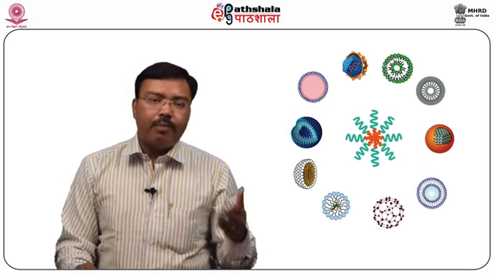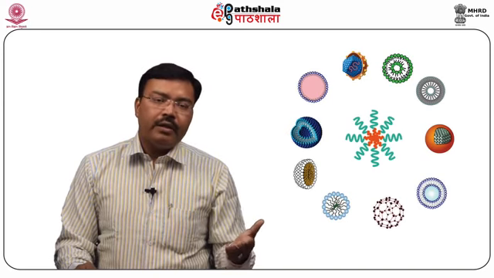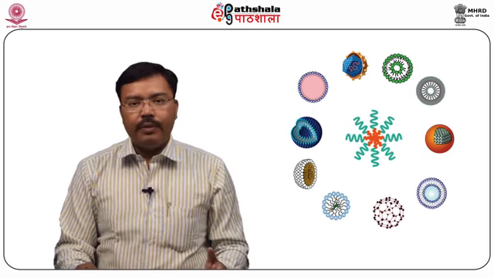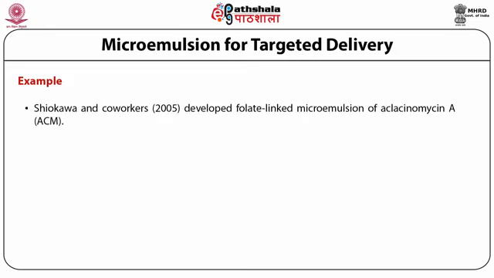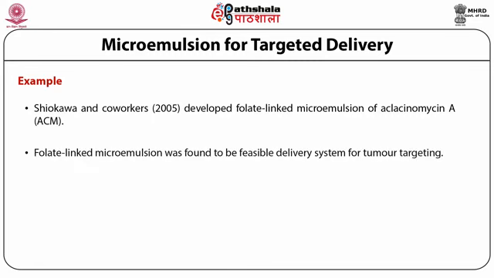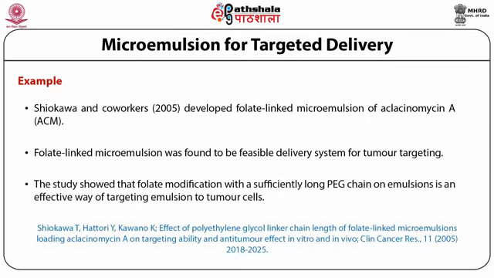So all these properties of the drugs make them suitable for enhanced bioavailability characteristics. In an example, Shiokawa and co-workers developed a folate-linked microemulsion of aclacinomycin A. This folate-linked microemulsion was found to be a feasible delivery system for tumor targeting, and the study showed that folate modification with a sufficiently long PEG chain on microemulsion is an effective way of targeting emulsion to the tumor cells.